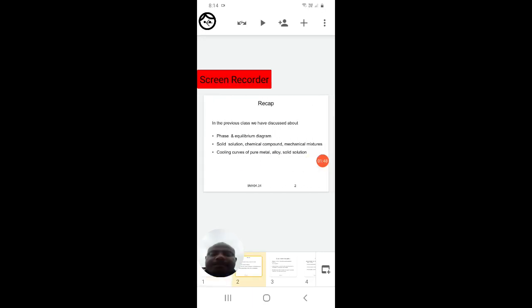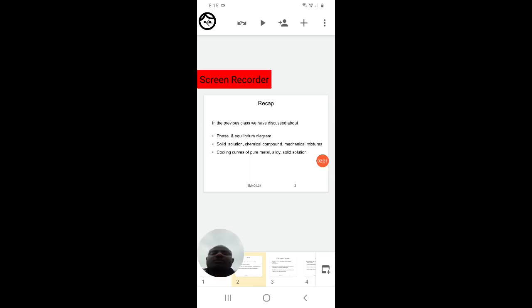So, a recap. In the previous class we discussed the Gibbs phase rule and equilibrium diagrams. At the same time, solid solutions, that means types of alloying: solid solutions, chemical compounds and mechanical mixtures. And also we saw the cooling curves of pure metal, alloy and solid solutions. In our syllabus, the iron carbon equilibrium diagram is a solid solution, in the category of interstitial solid solution.